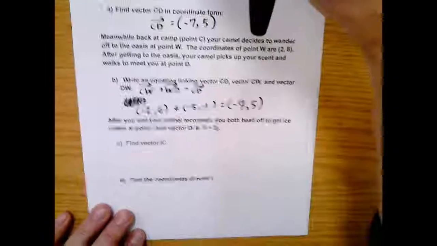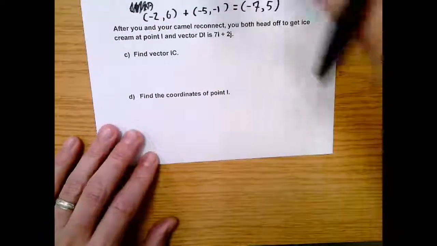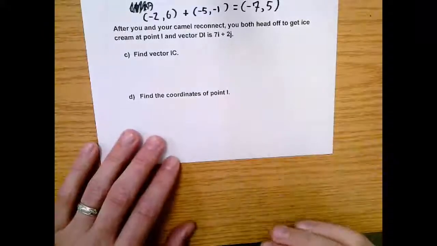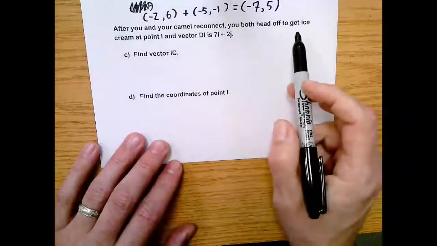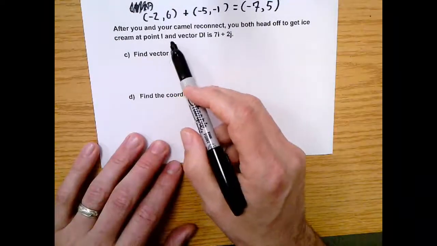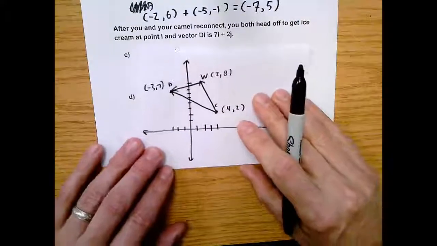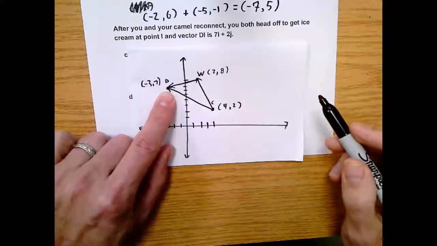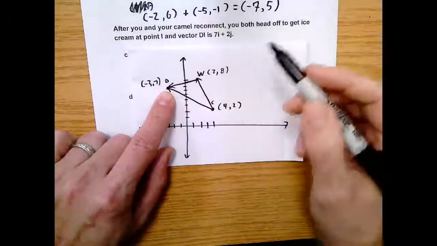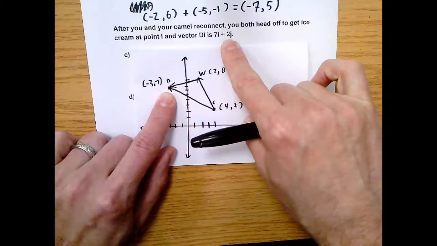Okay, let's keep on tracking down here. Maybe I'll just hide my mistake. Okay, so it says, after you and your camel reconnect, you both head off to get ice cream at point I, and vector DI is 7I plus 2J. Okay, so looking at this, we're at vector D, me and my camel, and we're going to go to I, and it tells me how to get there. It says I travel 7 on I and then up 2 on J.